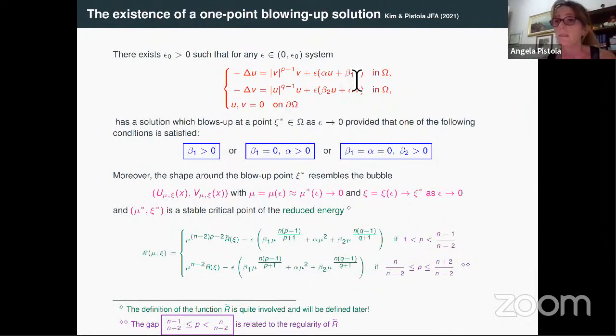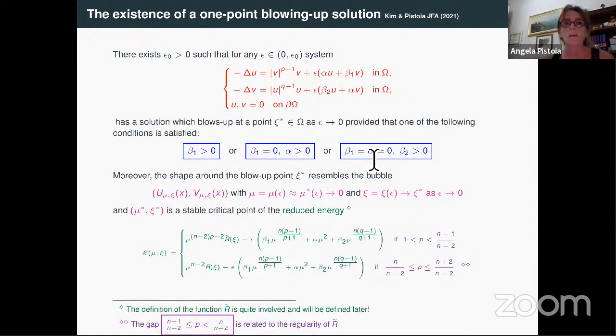Beta 1 is positive, or beta 1 is 0 and alpha is positive, or beta 1 and alpha are 0, and in that case, beta 2 is positive. Okay, what I'm saying is P less than Q, okay? Otherwise, the roles of beta 1 and beta 2 change. Okay.